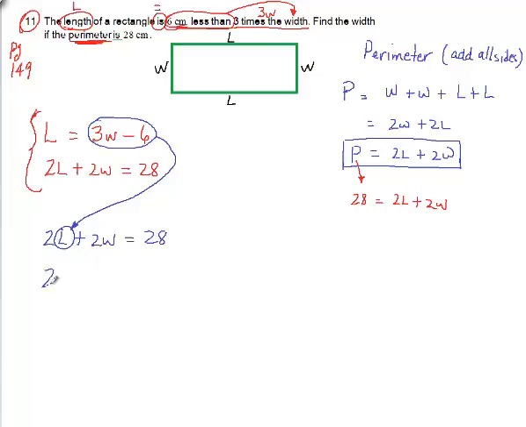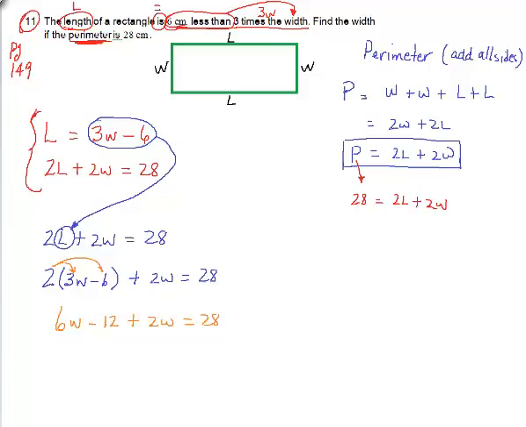Anytime you are substituting something in for another variable, it's safest to use brackets. So I'll use brackets: 2 times L, and L is 3W minus 6, plus 2W equals 28. Now we have to use a property we've learned before called the distributive property. We multiply this 2 by both items inside. So we get 6W, and 2 times minus 6 is minus 12, plus 2W equals 28.